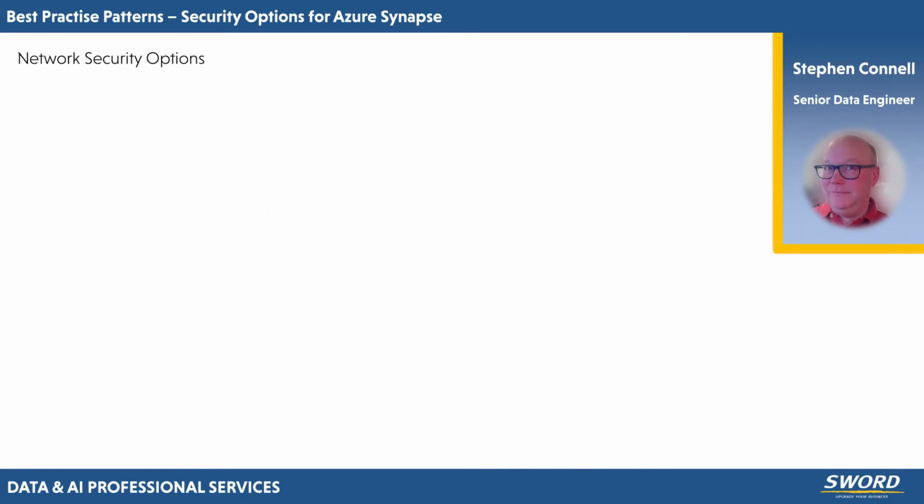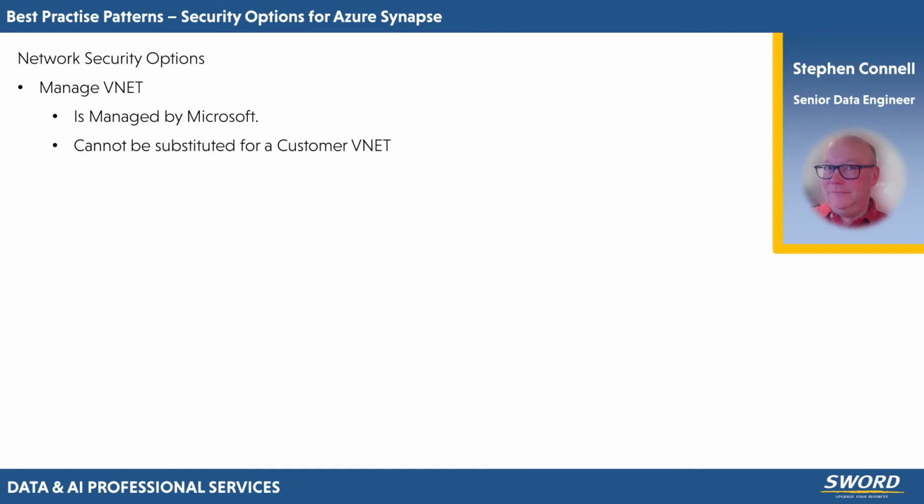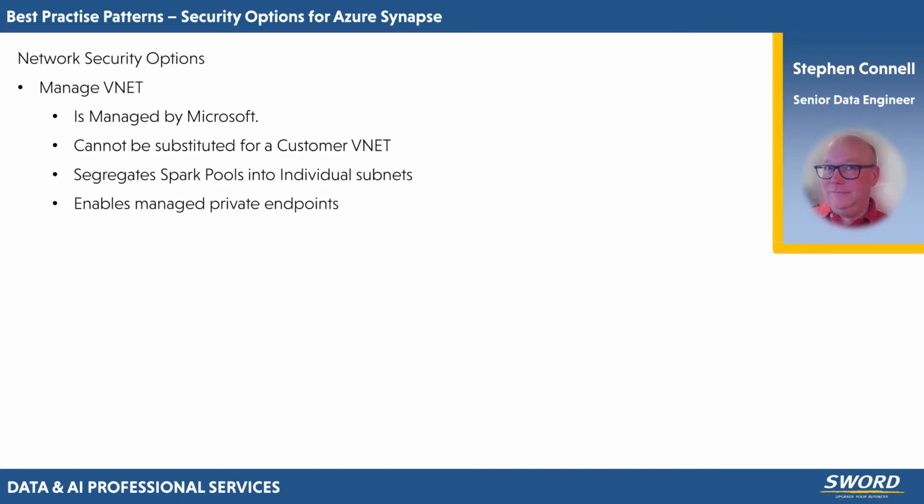Network security options, managed VNet. Microsoft managing the VNet takes away the need to manage the virtual network yourself. Indeed, there is no option to create your own VNet to use instead. Each Spark pool runs inside its own subnet, which means that multiple Spark pools running within Synapse cannot communicate, meaning any exploit in one pool does not expose other Spark pools. It is recommended to use separate pools for separate functions.